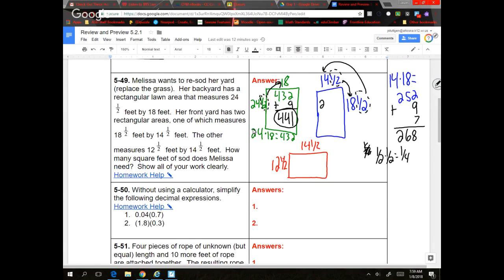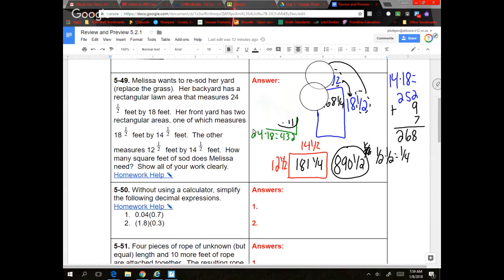So the answer to this rectangle is 268 1/4. Right? The answer to this one is 181 1/4. And again, I want you to try and solve that one on your own, and it's going to be very similar to the one in the blue. Your total answer for this whole thing should be 890 1/2. And that should be square feet, or feet squared. Okay? That one was a little tricky. Lots of steps to that one, but it's a good problem.